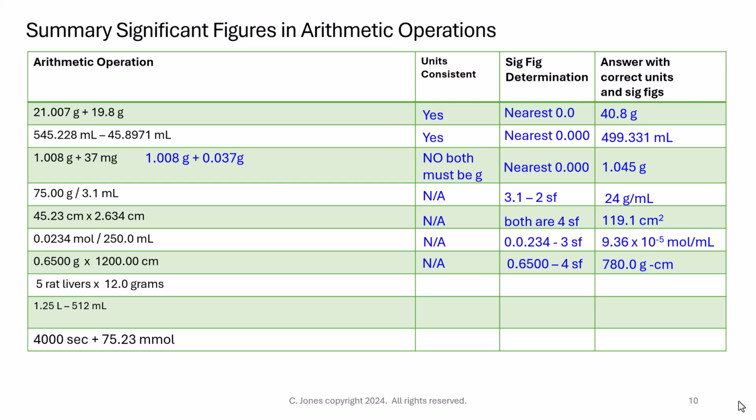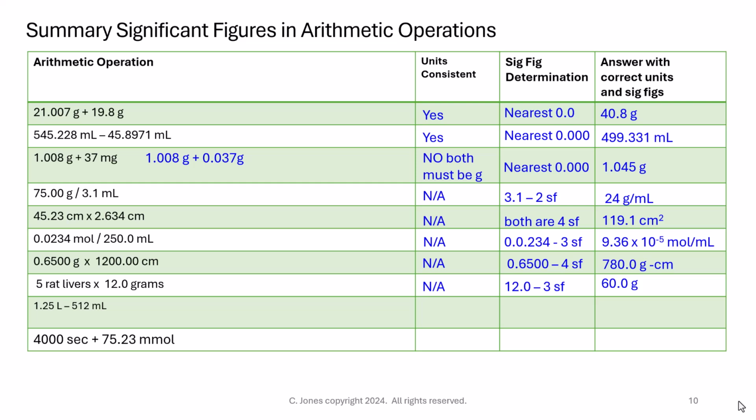Okay, 5 rat livers times 12.0 grams. So rat livers are exact numbers. We're multiplying, so we don't need to have matching units. 12.0 grams, that's our measured value. So there's 3 significant figures, so it's going to be 60.0 grams of rat livers.